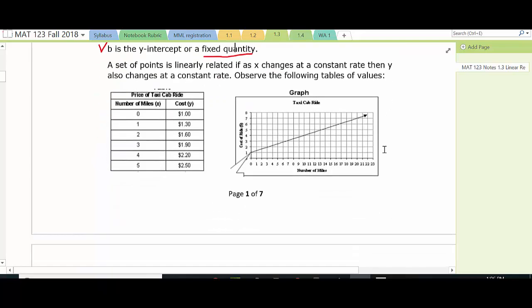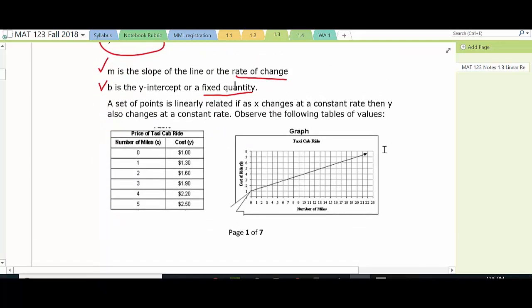Now, pay attention to what we have here. One of the things I want you to be able to do as a student is to recognize when you have a linear relation. I'm going to kind of teach you that first. So this is kind of what happens if it's linear.